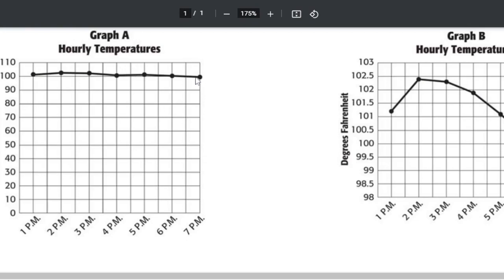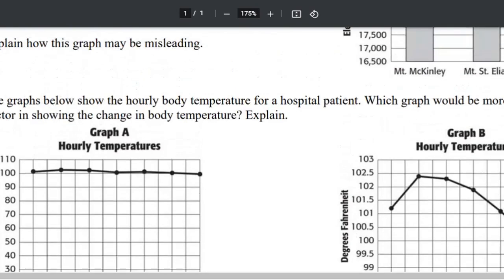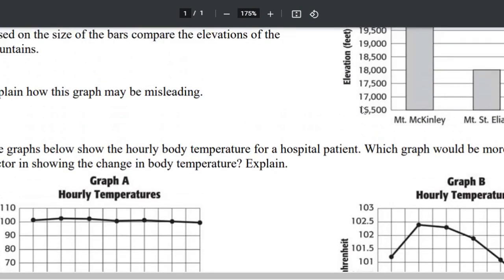Okay, so this one, I feel like graph A is going to be something that will help a doctor, but more than this. This looks very dramatic and scary, right? Where this looks at, these are the small changes, and that's what the doctor's wanting, the small changes. He's not wanting dramatic. Plus, it doesn't start at 0. So graph A would, let's see how I word this, would be more helpful to the doctor in showing the change in body temperature.